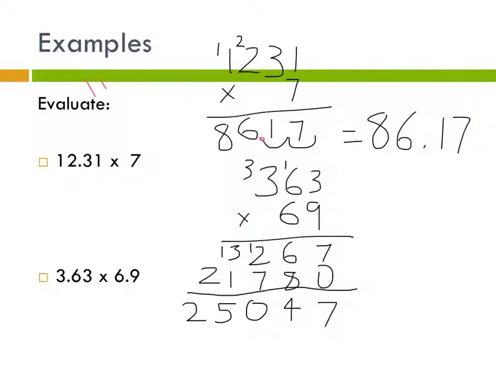Now I know that 3.63 times 6.9 is not 25,000, because that's a bit silly. But I know that the number of decimal places in my question tells me the number of decimal places that should be in my answer. So there were 2 here, then 1, so 3 altogether. So I start on my right and I go 1, 2, 3. I put my decimal point in there. So my answer for this question becomes 25.047. And that's it, guys. That's multiplying with decimals.